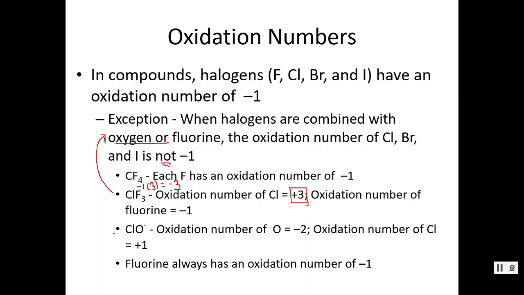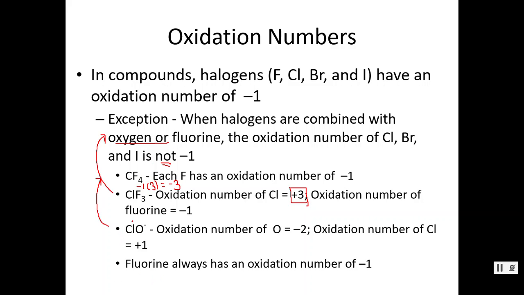Similar thought process with ClO negative, but in this case, for this polyatomic anion, the negative sign means that the overall ion has a -1 charge. That means the oxidation number of chlorine plus the oxidation number of oxygen equals -1. So my oxygen must be -2 and my chlorine has to be +1. Why is chlorine not -1? Well, it's not -1 because that chlorine is bound to an oxygen.